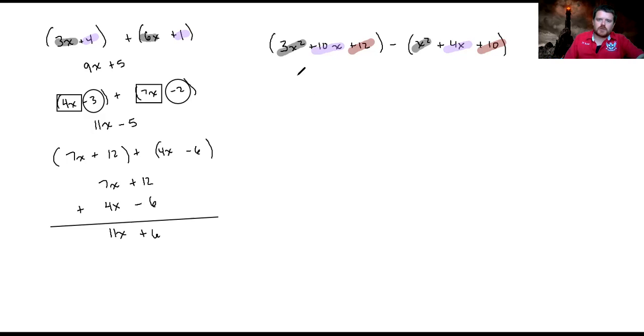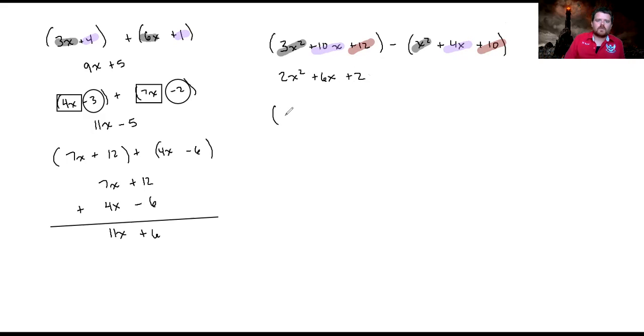Just remember what operation you're doing here. We are doing subtraction. So I do 3x squared minus x squared. That's 2x squared. I have 10x minus 4x. That gives me 6x. And I have 12 minus 10, which gives me 2. Okay. Be careful with positives and negatives. And if that's something you're still struggling with, I recommend that you just double check your work using a calculator. Because here we were doing all terms where I ended up with a positive number instead of a negative potentially.